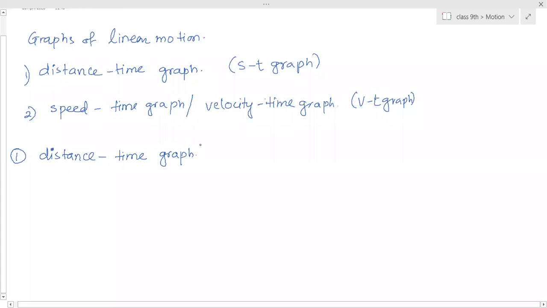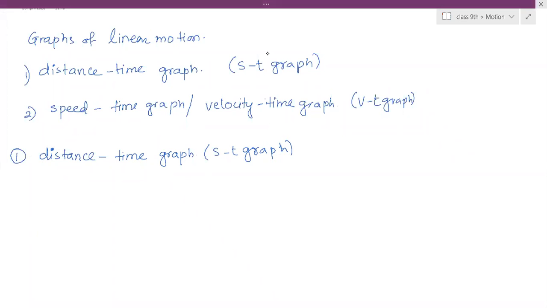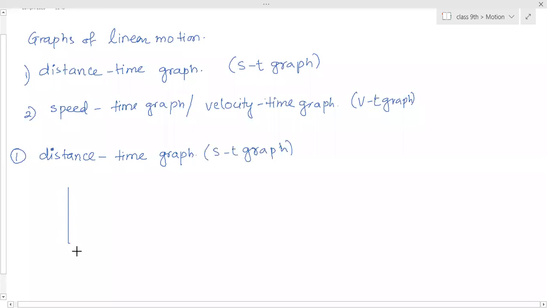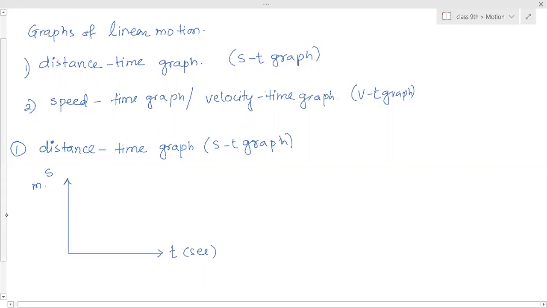For the distance time graph, the ST graph, we draw it for different values in the motion when the object is moving. At different time intervals, we check their distances and plot those points on the graph. For drawing the graph, we have X and Y axes. On the X axis, we take the values of time in seconds, and on the Y axis we take the distance s in meters. That way we plot the points.